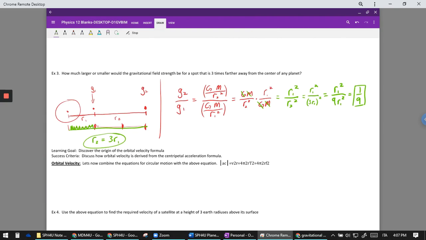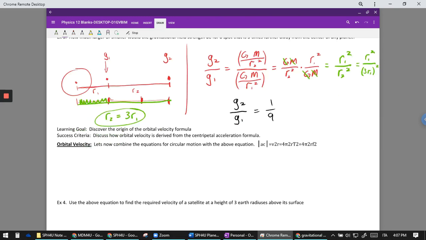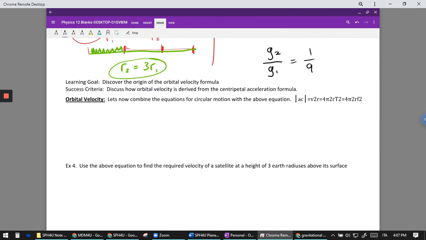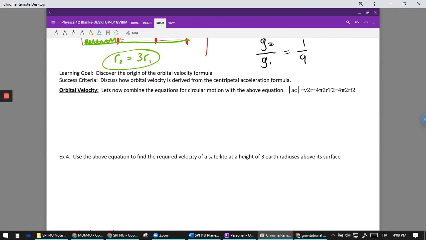Let's go ahead and sort of recap that. So G2, the field strength, divided by G1 is 1 over 9, meaning that G2 is 1/9 the amount of G1, all right? And that's what we're looking at. Those are some questions that you were going to be talking about there.